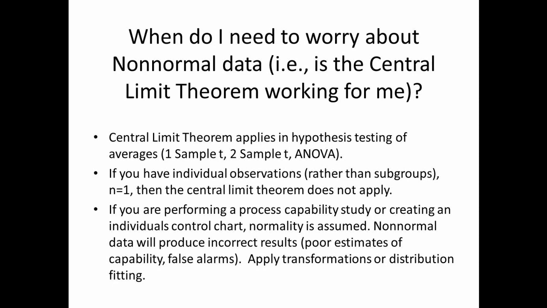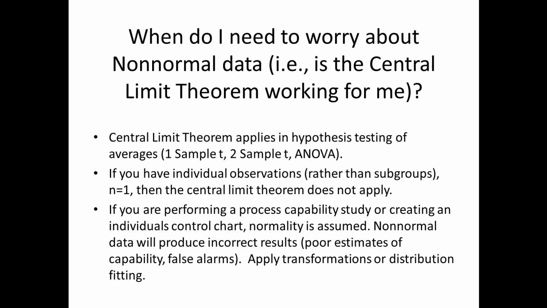And when you're comparing averages, then you have this Central Limit Theorem that kicks in that says averages tend to be normal. Now, if you're dealing with individual observations, like an individuals control chart, the Central Limit Theorem does not apply. So this only applies to tests that involve the use of means. What does this imply? Well, if I'm doing a process capability study, or if I'm creating an individuals control chart, I need a normal distribution.